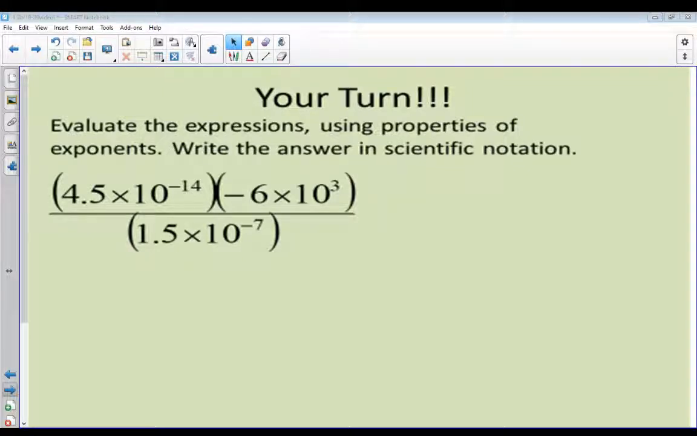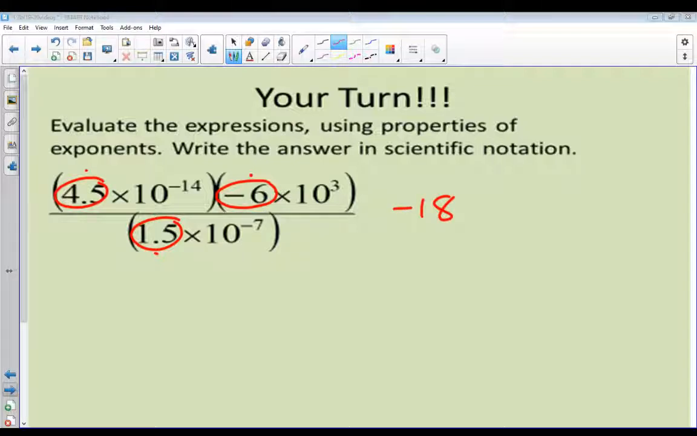All right, you should have tried the example by now. The first thing is to multiply the numbers, or in this case, we'll multiply 4.5 and negative 6, and then we'll divide by 1.5. So 4.5 times negative 6, and then divide by 1.5. That'll actually end up getting you negative 18. All right, so that takes care of the numbers in red.